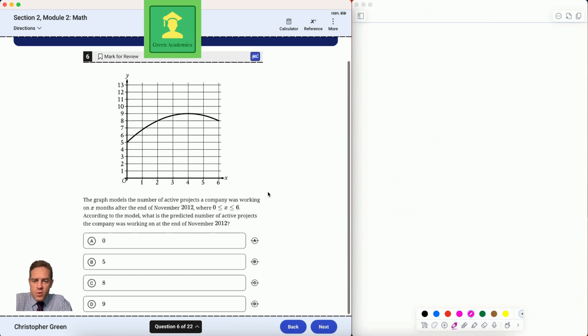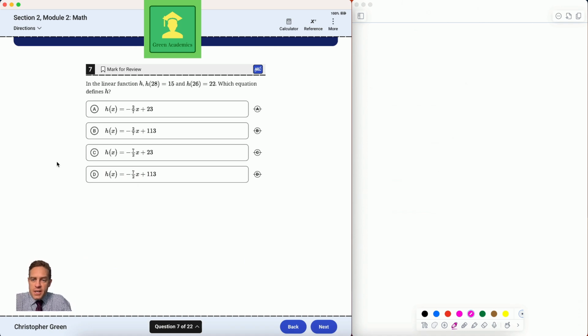The graph models the number of active projects the company was working on X months after the end of November 2012, where X is between 0 and 6 inclusive. According to this model, what is the predicted number of active projects the company was working on at the end of November 2012? X months after the end of November 2012, which means literally right at the end of November 2012 is the starting point of the graph. So it's effectively f of 0. It's the y-intercept, which just is 5.